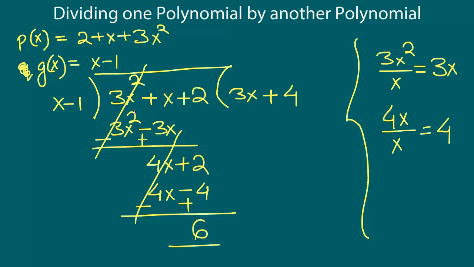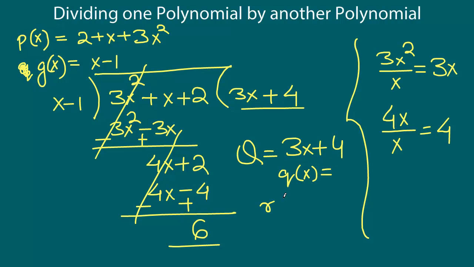Now what is our quotient? Our quotient simply is what we get when we add all the terms over here, which will be 3x plus 4. So this will be our quotient polynomial, 3x plus 4. And our remainder polynomial here is simply the number 6. Let's take a look at one more example.